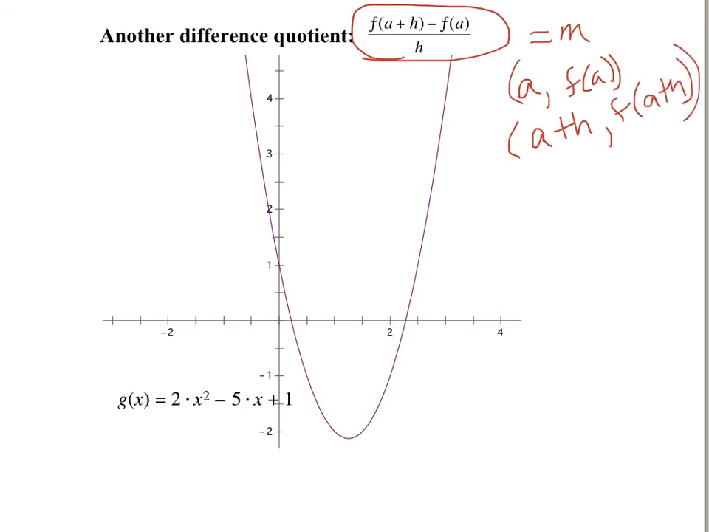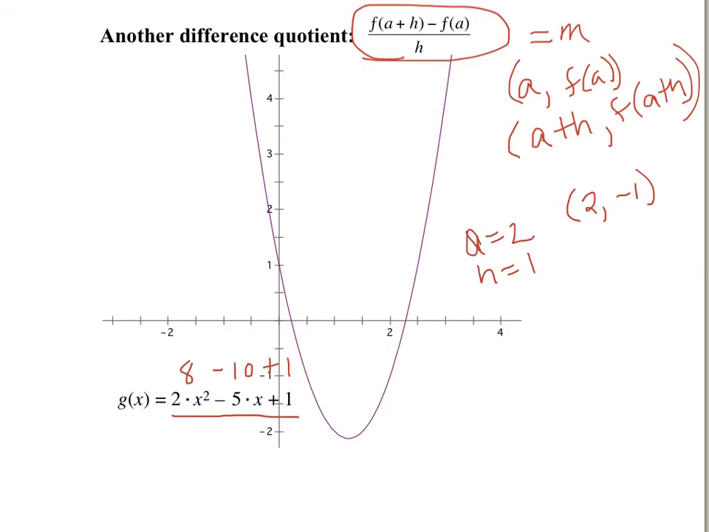So let me give you an example here. For example, let's say that I want to find the rate of change for a equals 2, and then change in the x values of 1. So that would mean that my first point would be the point 2, comma, and then the corresponding y value. To find the corresponding y value, we plug 2 in for x into this equation. So we would have 8 minus 10 plus 1. So we'd have negative 1.